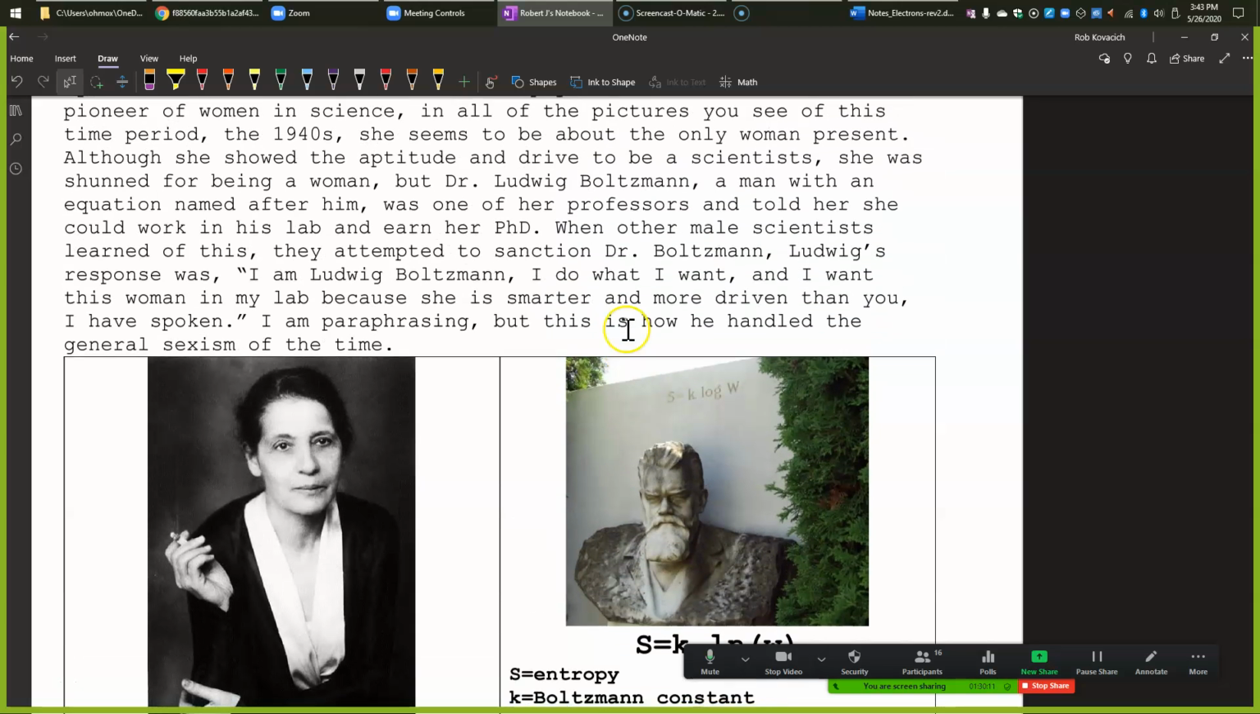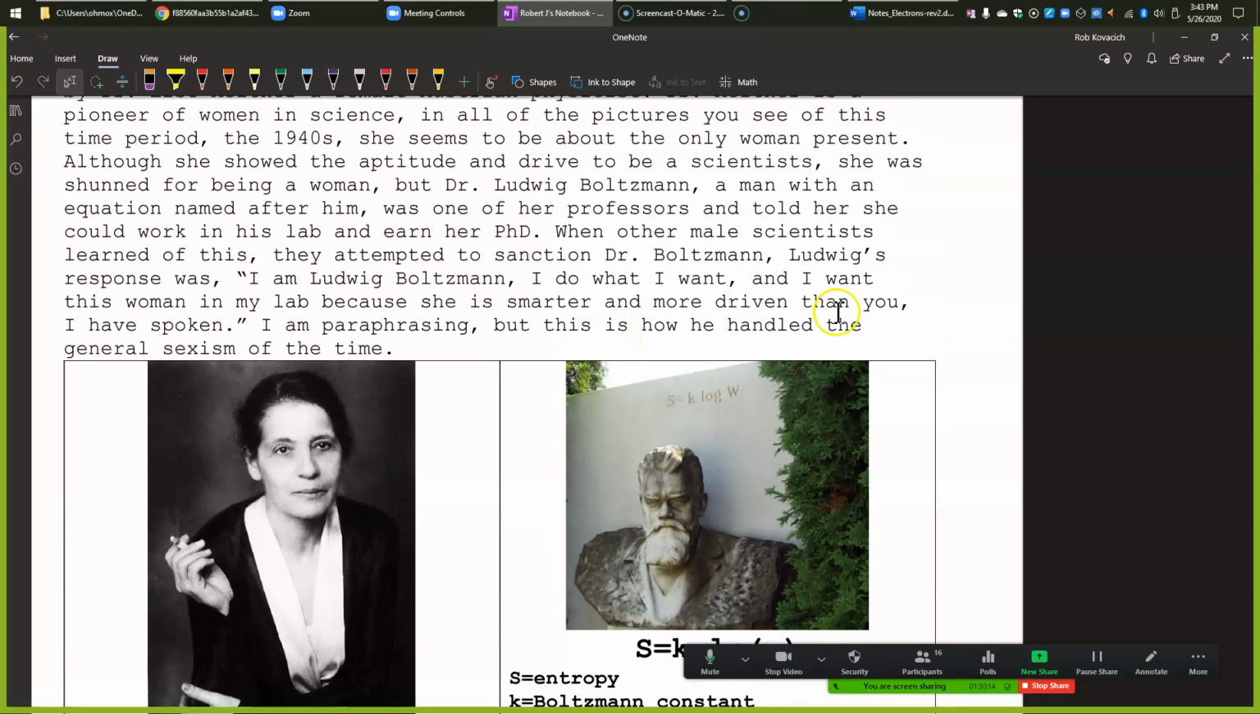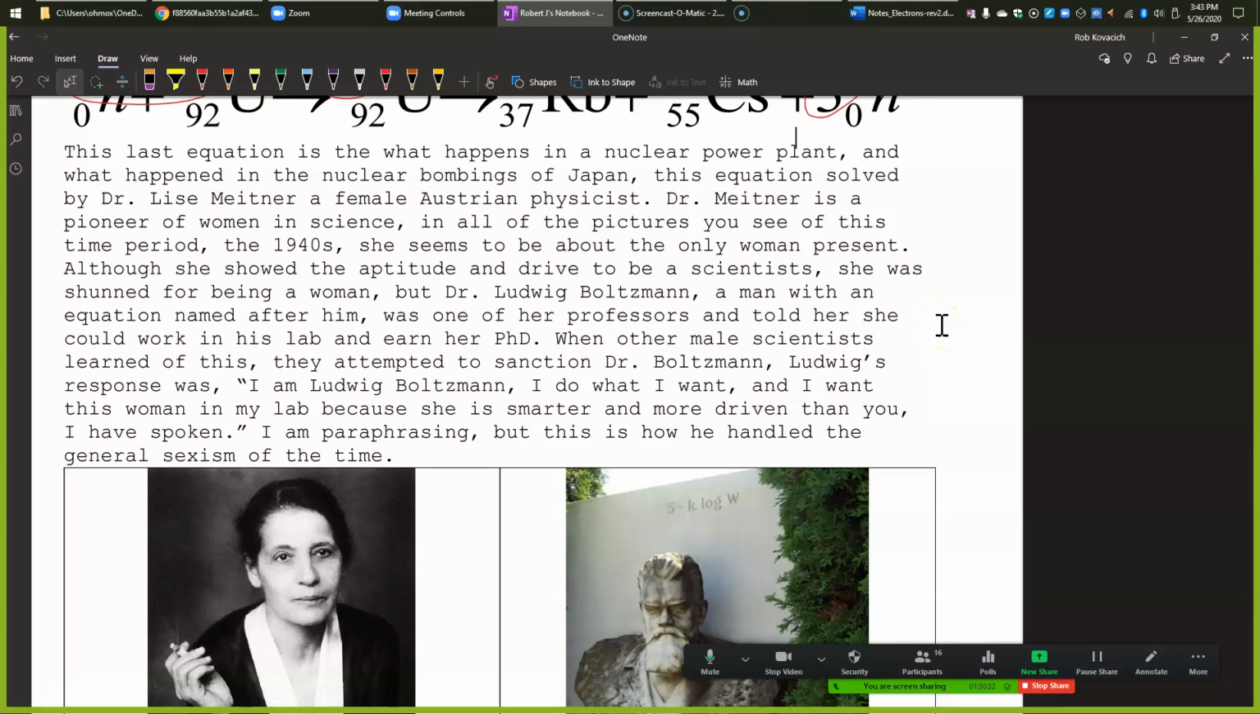No. So he had a conversation with Meitner one time in a bar with a bunch of other scientists, and decided that she was the smartest person in the room other than him, obviously. And said, "Hey, do you want to come work for me?" And the other guys in the room kind of laughed. And he's like, "No, she's gonna come work for me." And when they said, "You can't hire a woman, you can't put a woman in your lab," he's like, "I'm Ludwig Boltzmann. I can do what I want. Period." That was almost a quote of what he said. She's the smartest person in the lab, so I'm gonna hire her because she's smarter than you are.